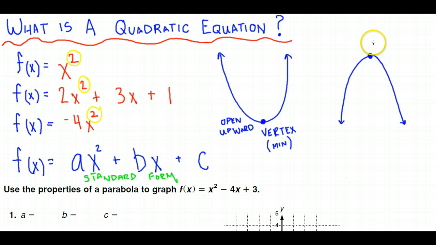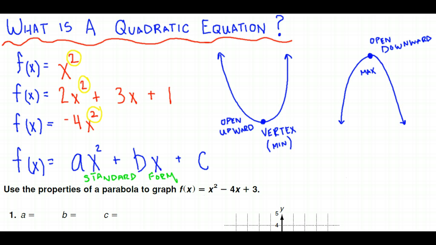If it opens downward, like this one, so opening downward is kind of the upside down U, if it opens downward, then the vertex is a maximum. So there's a little bit about what the parabolas look like as far as the graph goes. So there's a vertex that's a min, there's a vertex that's a maximum.